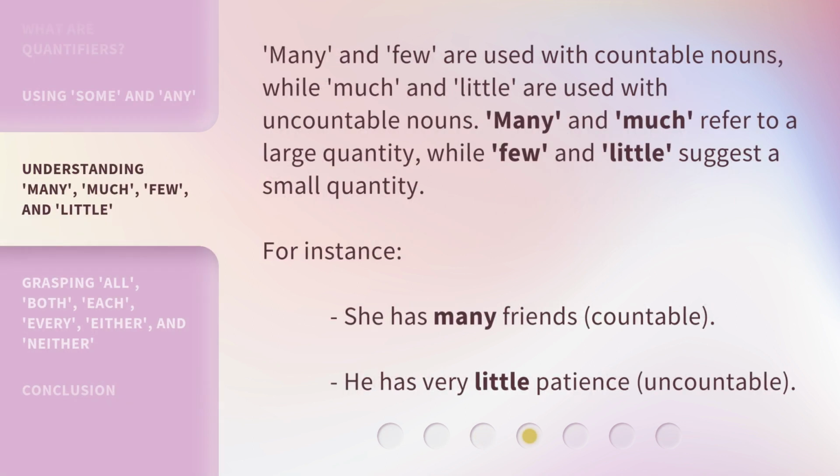Many and few are used with countable nouns, while much and little are used with uncountable nouns. Many and much refer to a large quantity, while few and little suggest a small quantity. For instance, she has many friends, countable. He has very little patience, uncountable.